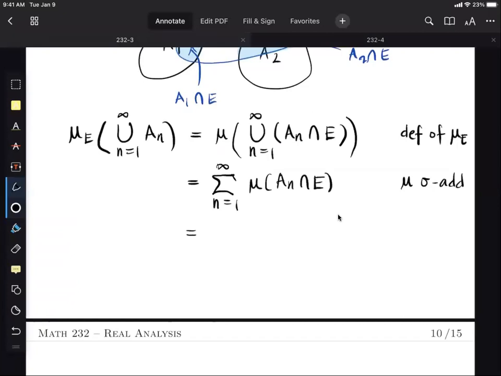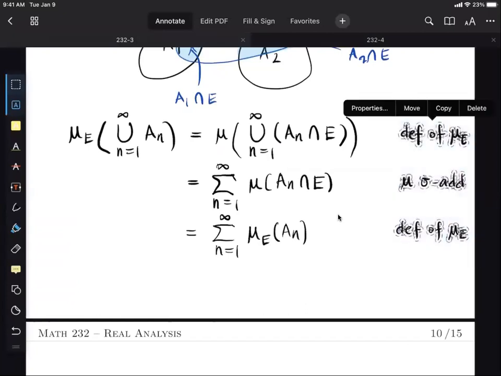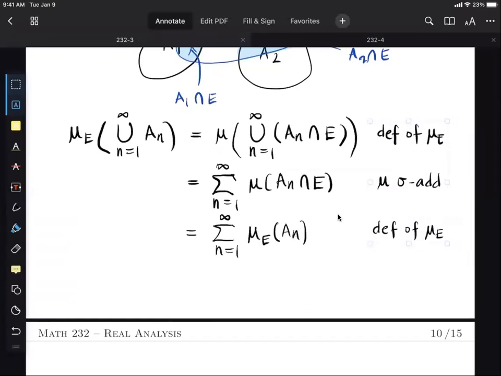And again, you apply the definition of mu E and recognize that this is the sum of mu sub E of A_n. And this proves that mu sub E is also sigma additive. Hence, mu sub E is indeed a measure on X.